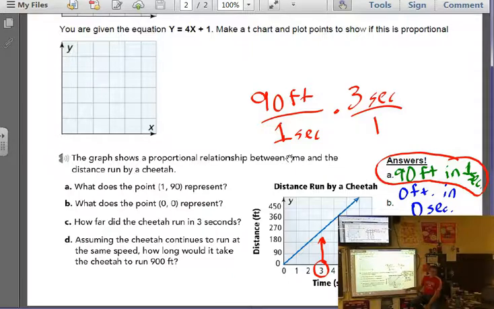But D, assuming the cheetah continues to run at the same speed, how long would it take him to run 900 feet, Evie? 10 seconds. That's awesome.